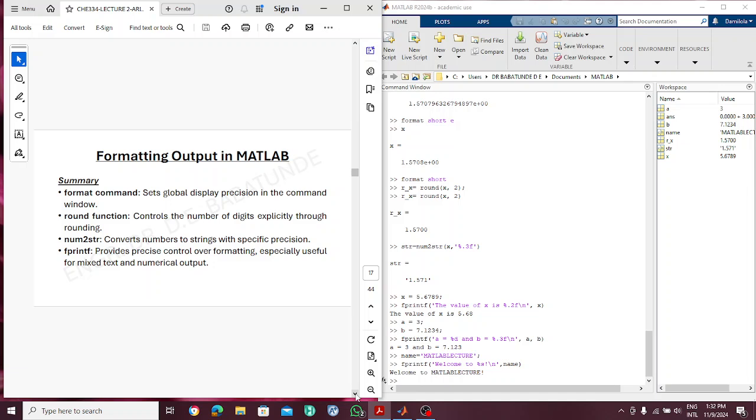If you use the num2str function, it's going to convert numbers to strings with the precision that you have provided to it. With the fprintf command, you can have control over how the output looks, and it could include numerals and text. You could mix them together, and even if it's numerals, you can have different types of presentation of the numerals.